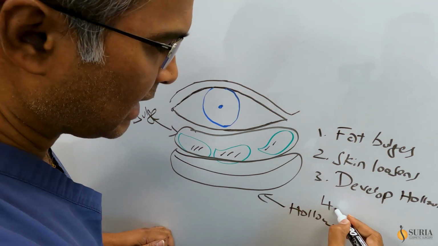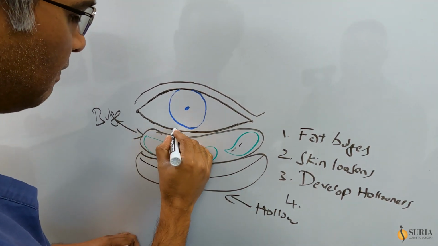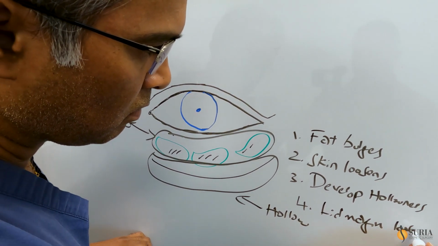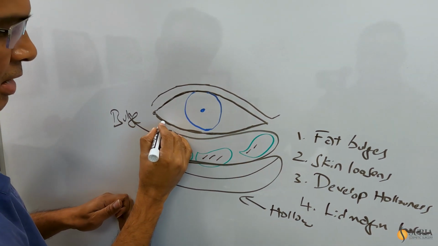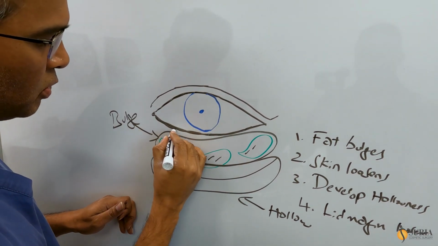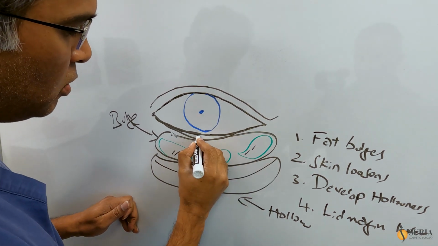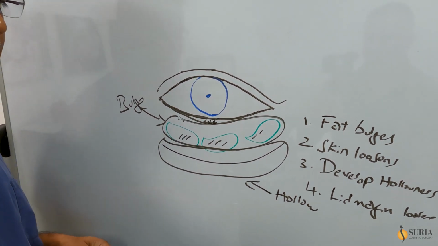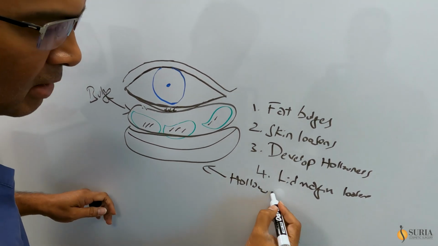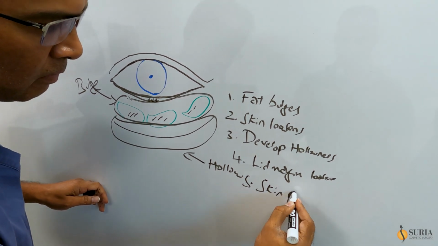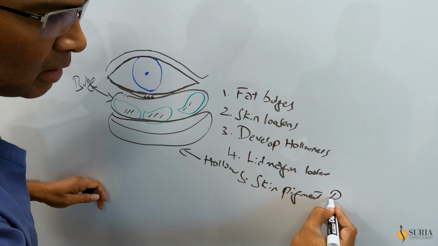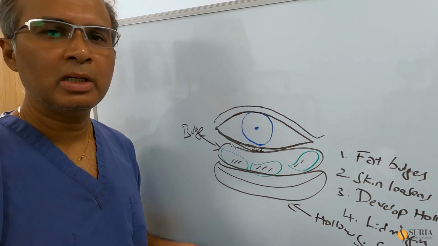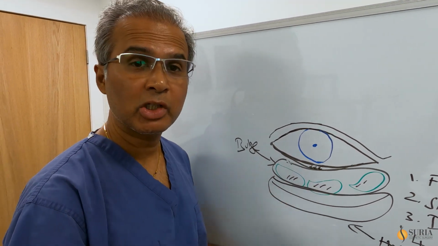And the fourth thing that can happen is that the lid margin itself can loosen. So instead of being a nice tight line like this, it can become loose and go lower than we want it. It can loosen this way, like this. That makes the eye also look very lazy and droopy. And the skin pigment darkens. So those are generally the lower eyelid specific changes that happen.